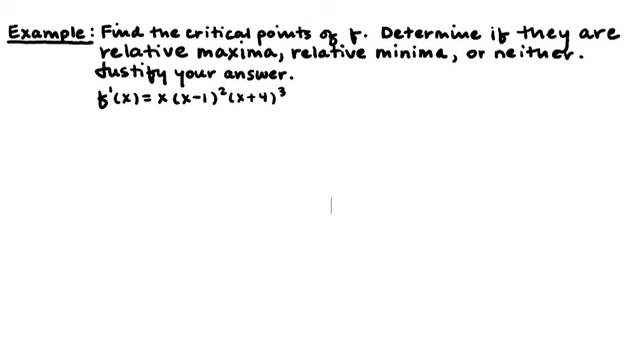And we're going to need to either make a sign chart or a sketch of the graph. And we'll determine if the critical points are relative maxima, relative minima, or neither. Well, I can tell you right now what the critical points are going to be. It's going to be x equals 0, x equals 1, and x equals negative 4.